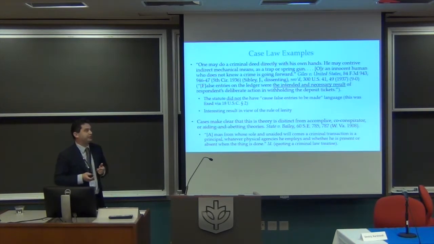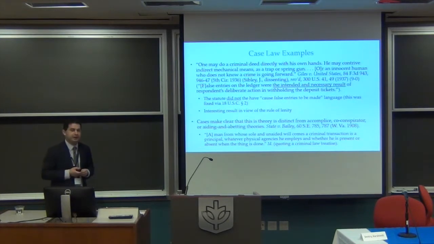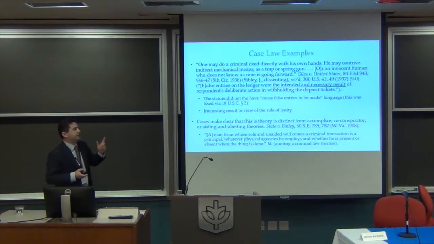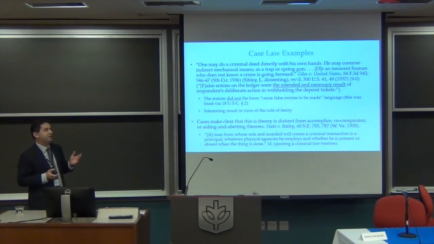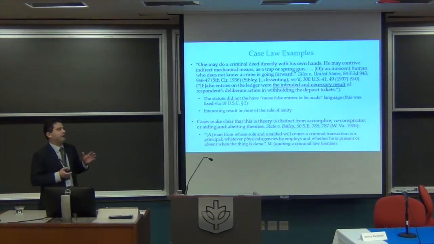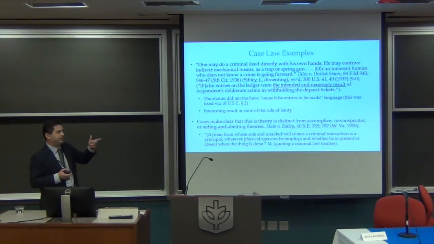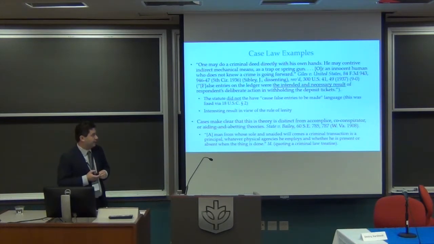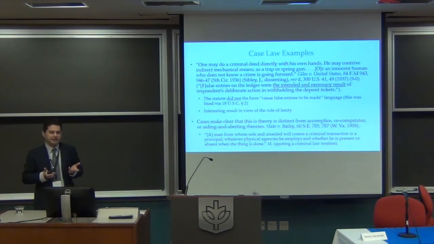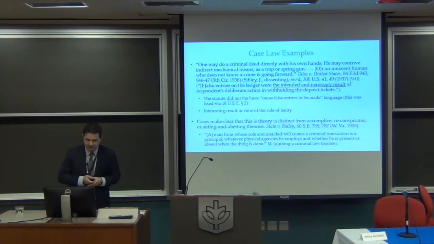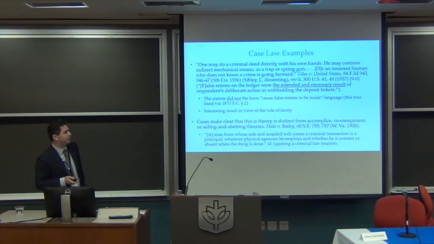The Supreme Court agreed with the dissent and reversed 9-0. I think this was an error of cert too, and said false entries were the intended and necessary result, we'll talk about intent a little bit later, of the respondent's deliberate action in withholding deposit tickets. Notice that the statute did not have the 'cause false entries to be made' language. In 1937, this 'cause to be made' language became applicable to all the federal criminal statutes through 18 U.S.C. 2, which was amended to include it in 1951, I think. And it's a very interesting result in view of the rule of lenity, right? We usually try to interpret criminal statutes so that if they don't make it clear that the conduct is prohibited, you aren't guilty. But nevertheless, it doesn't stop the court here.